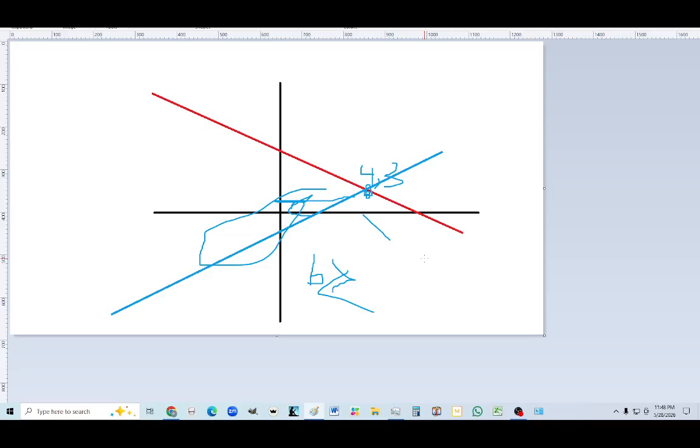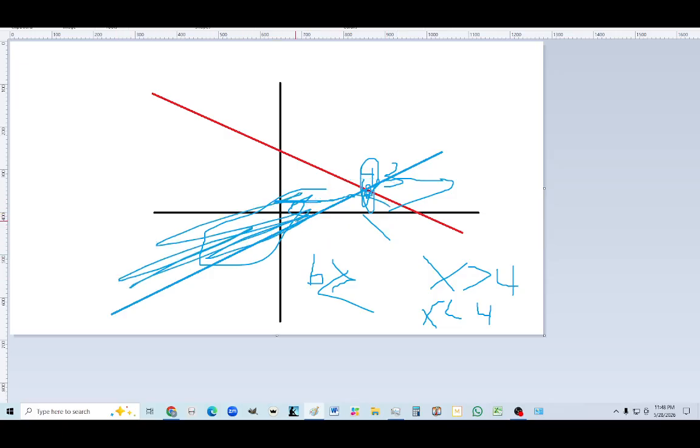We'd say the blue line is bigger than the red line when x is bigger than 4, in other words, to the right of this x value. And we would say the blue line is smaller than the red line when x is smaller than 4, to say everything on this side where the blue line is below the red.